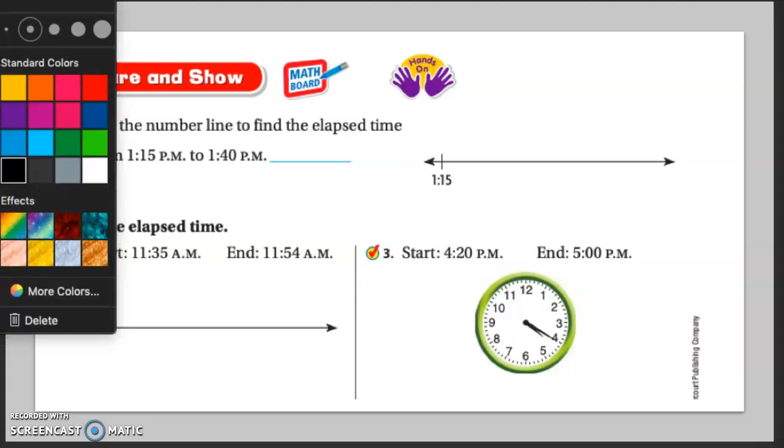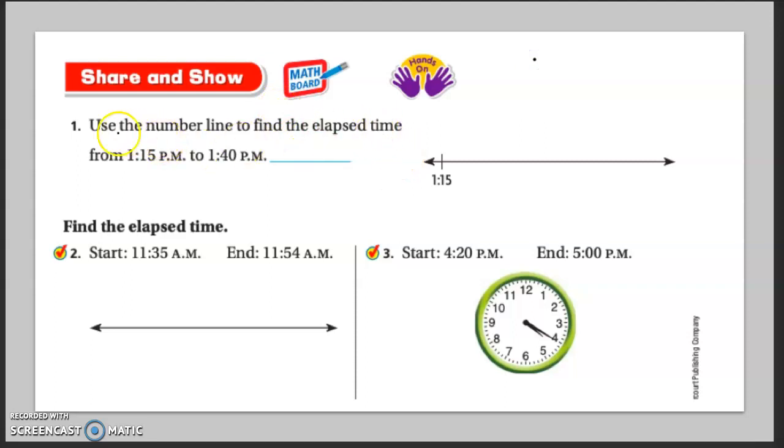All right, so now we're looking at the share and show portion of our lesson. So let's look at question number 1. It says use a number line to find the elapsed time from 1:15 to 1:40. All right, so again, I'm going to label my start time. And again, they didn't label the end time, but we're going to label it. I'm going to go ahead and put 1:40. Now again, I want to label it on a number line so that I know where to stop. Okay, I don't want to go past the end time.